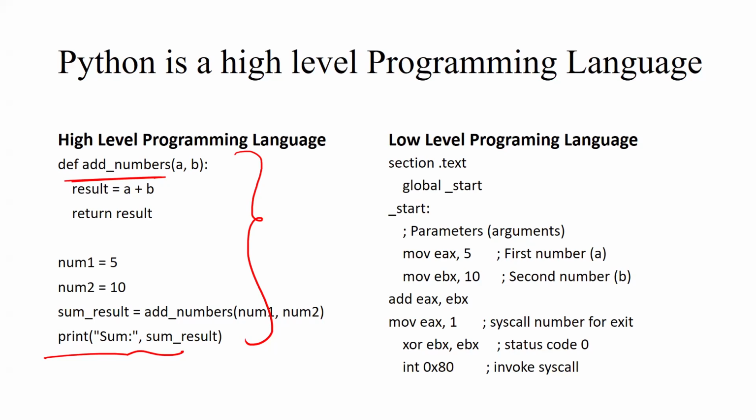We need to understand that something which is understandable and readable for humans becomes a high level programming language. It's readable, right? You can understand what it is. But if you focus on a low level programming language, even if you know the complete language, it's very hard to understand. What is this .section, global start, parameters, move EAX? At least this one is readable: number one is 5, number two is 5.